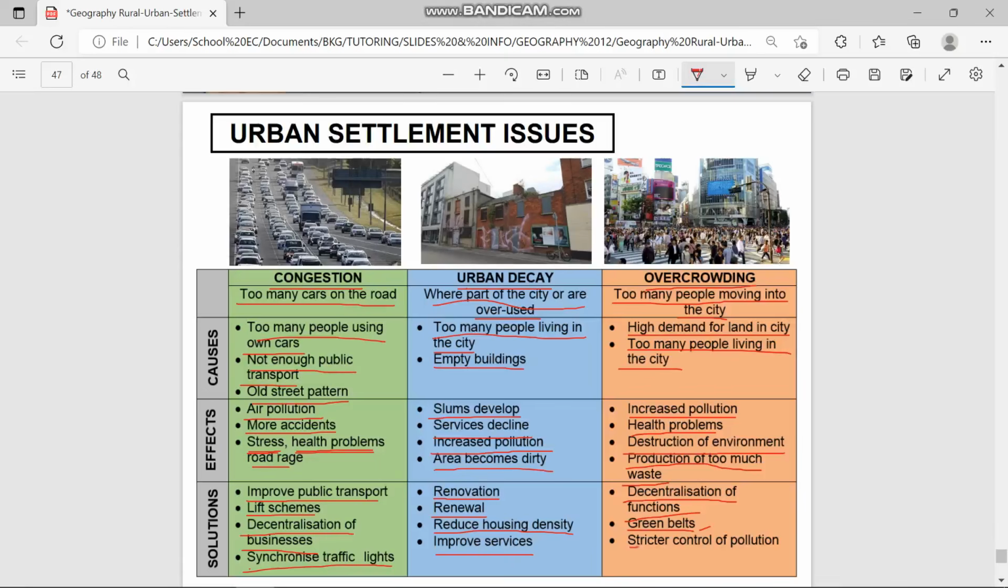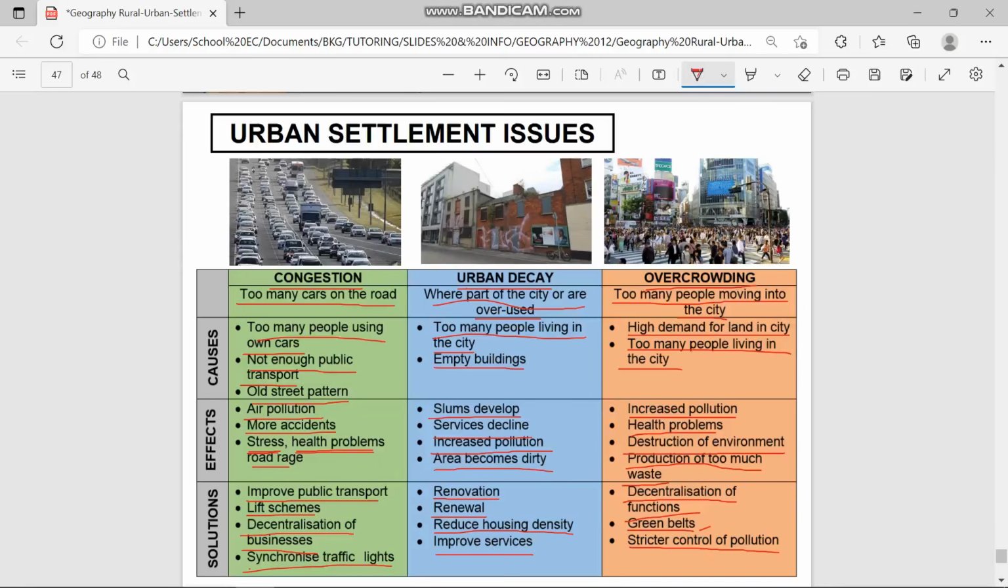Solutions also include stricter control of pollution. The government must also show some care. Stricter control of pollution. No one is going to pollute.